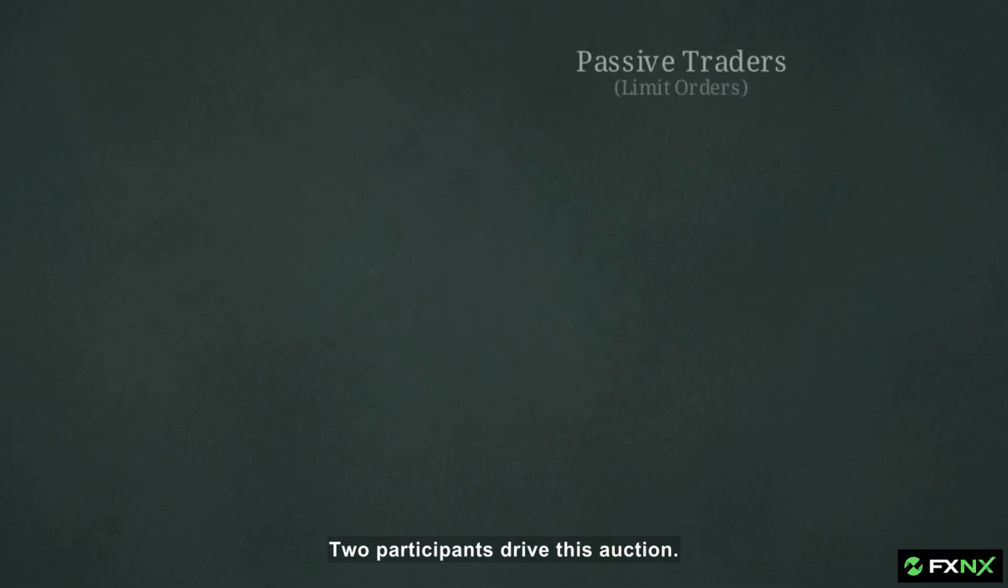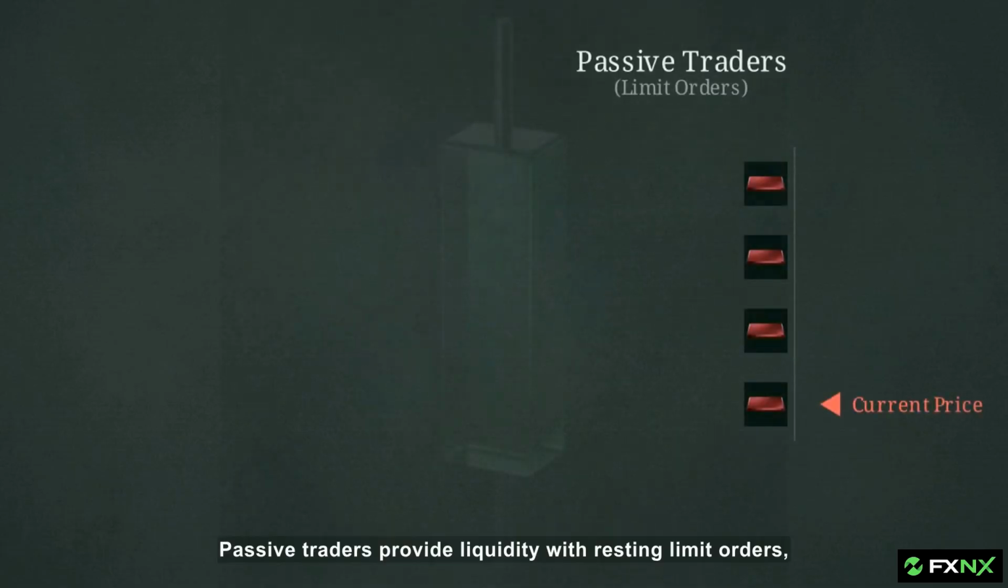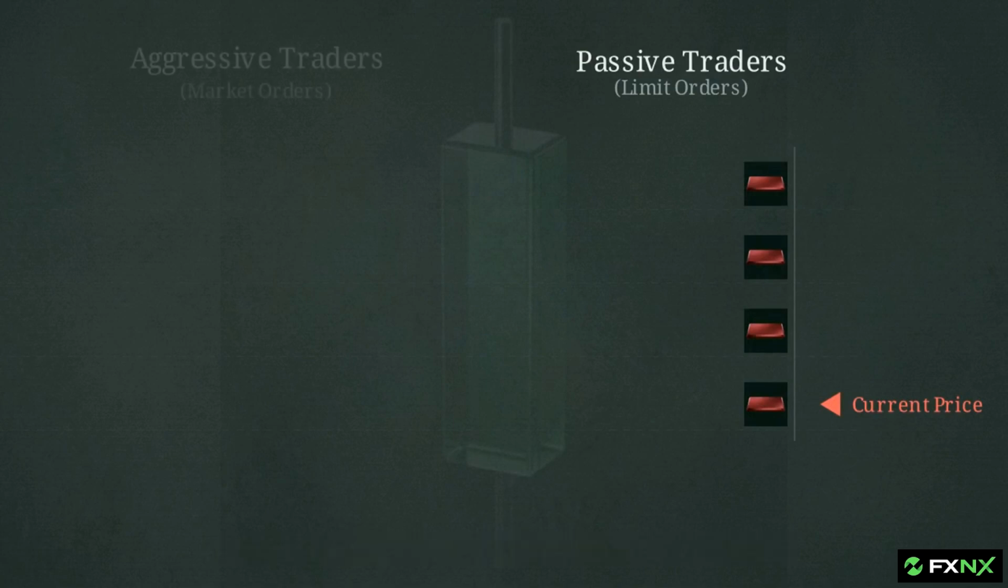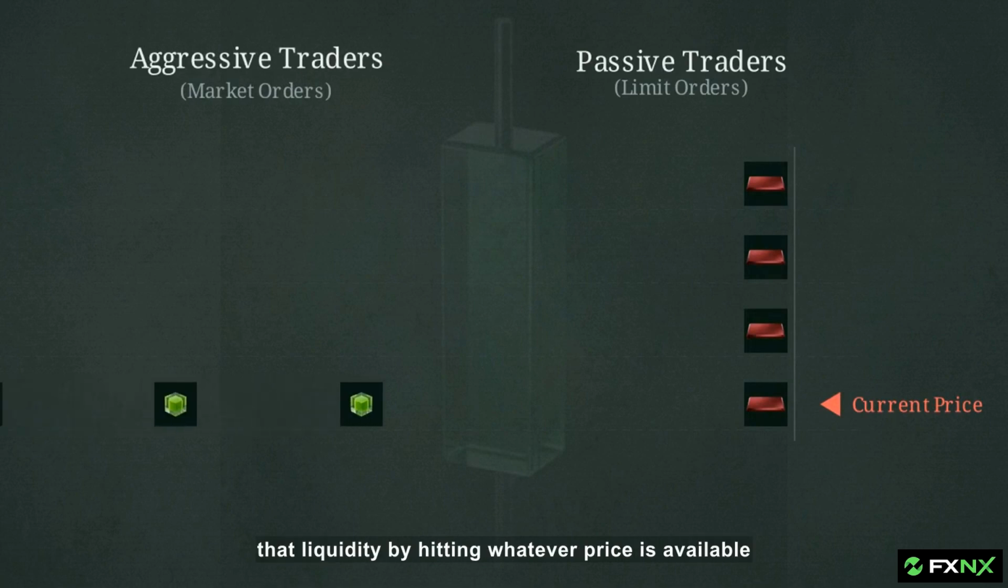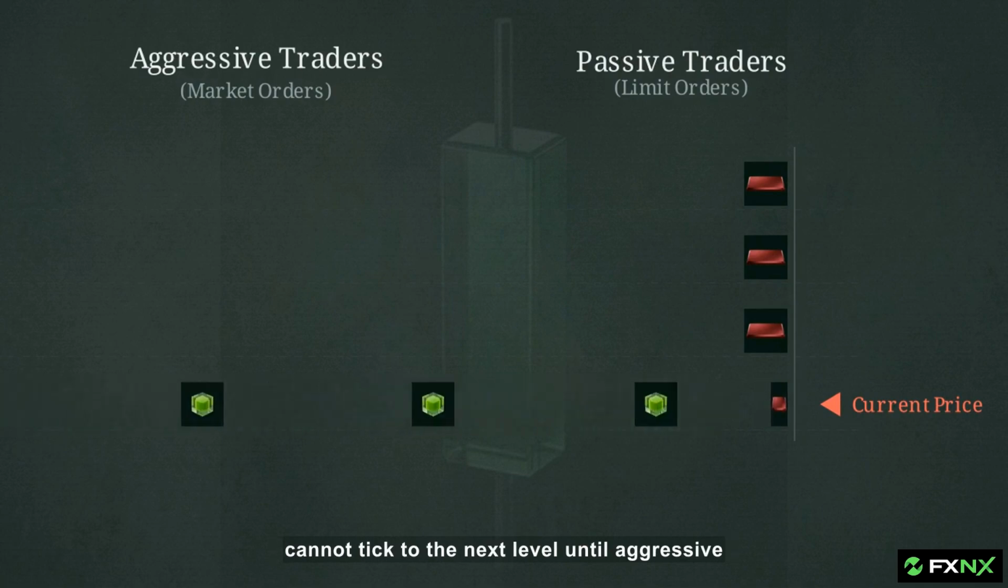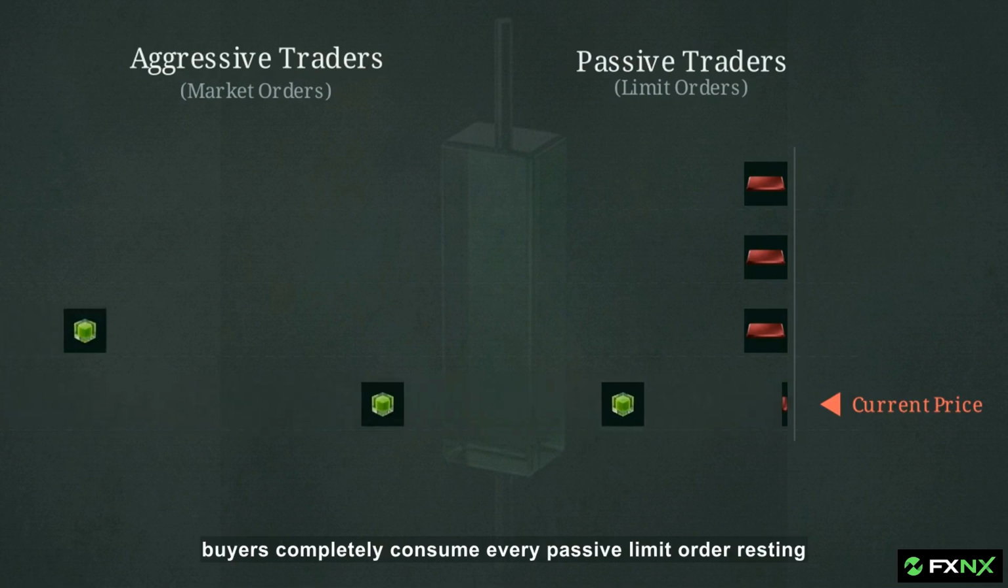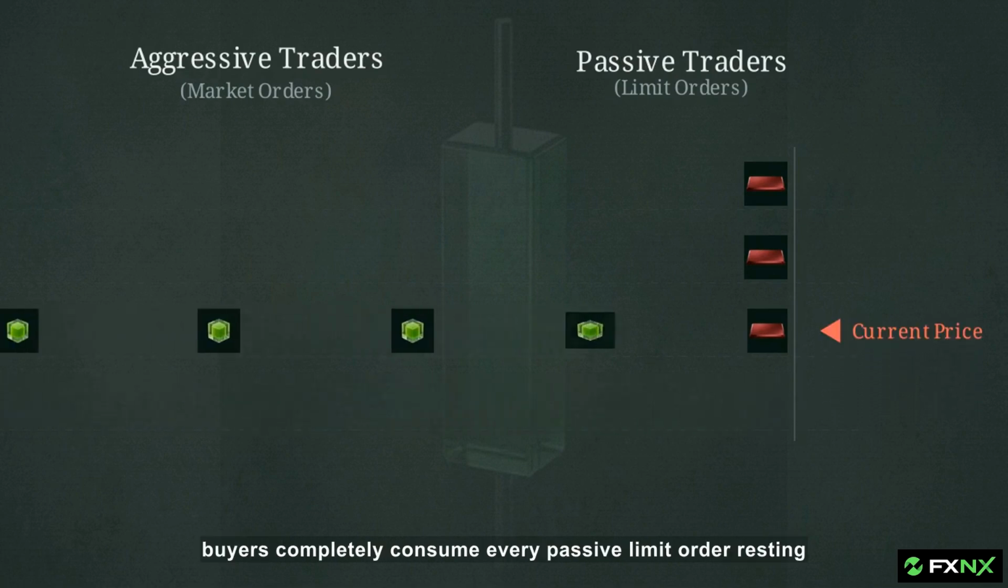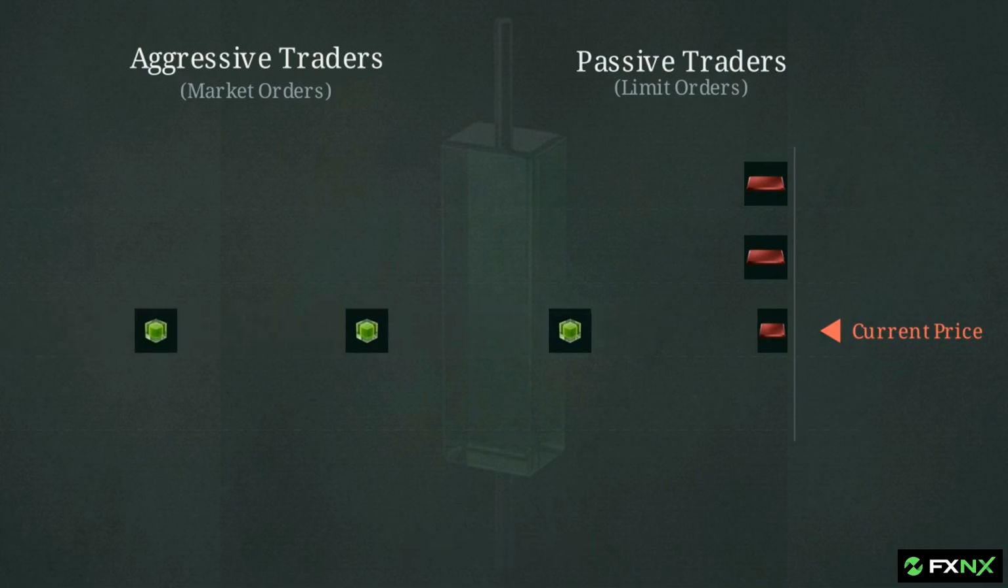Two participants drive this auction. Passive traders provide liquidity with resting limit orders, while aggressive traders consume that liquidity by hitting whatever price is available right now. Under the rules of price discovery, the market cannot tick to the next level until aggressive buyers completely consume every passive limit order resting at the current price.